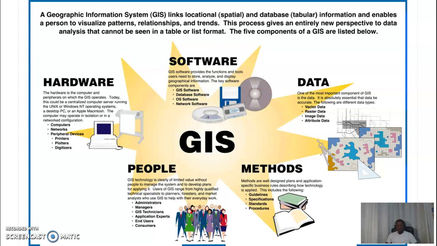In this slide, we can see five main components of a GIS. They are hardware, software, data, methods, and people. All of these are the components of GIS, and every component operates together to give a complete working GIS system.